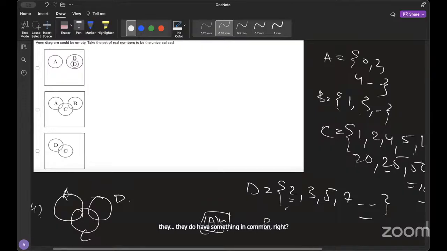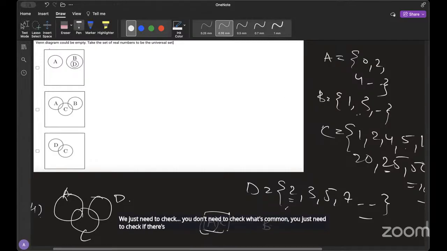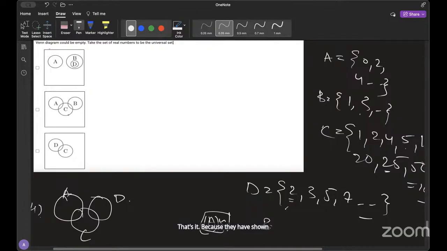This we have odd numbers here. Only 2 and 5 are common. B and C, you only need two sets to have something in common. You don't need to check what's common. You just need to check if there's something common or not. That's it. Because they have shown that A and C have something in common, you just need to check if A and C have something common or not.